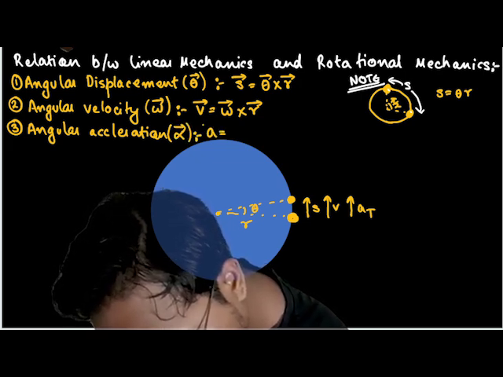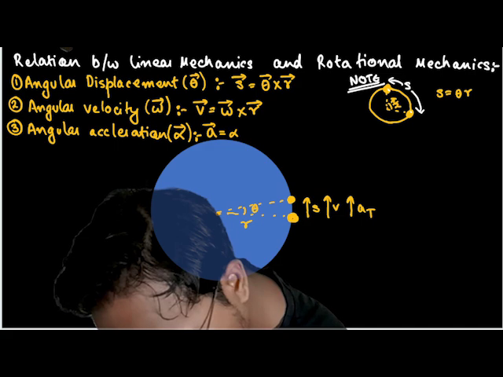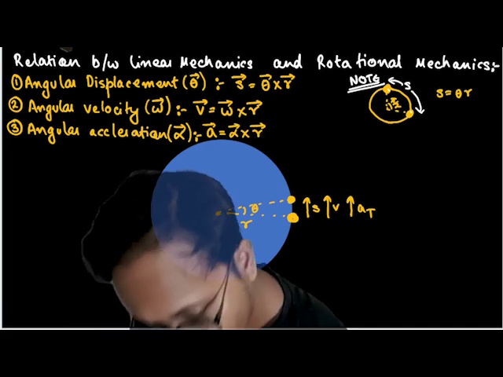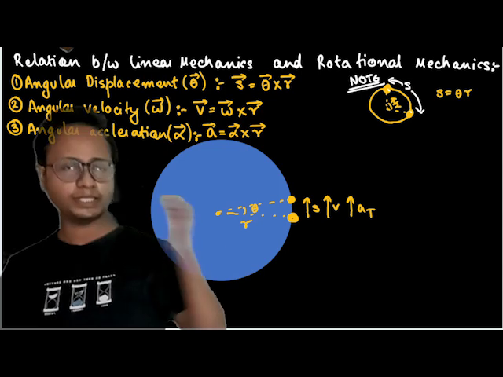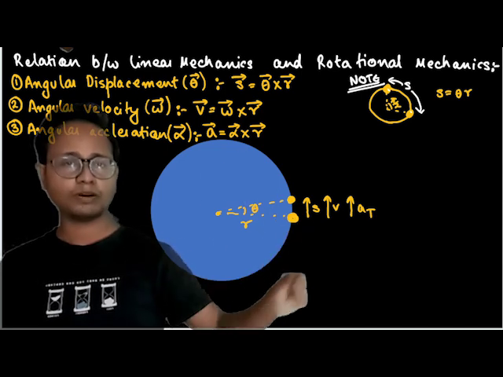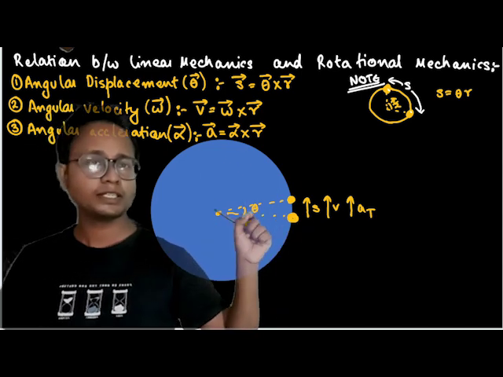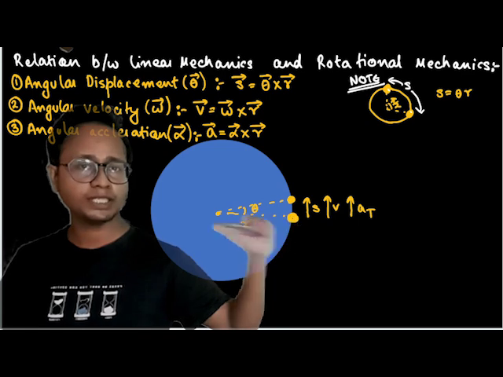Acceleration is equal to, what is the formula? Acceleration is equal to alpha cross r, the same kind of formula. And one more thing to note here is in circular motion, you studied that if this body is rotating in a circle or moving in a circle, there are two kinds of acceleration. The first one is the tangential and the second one is the centripetal.